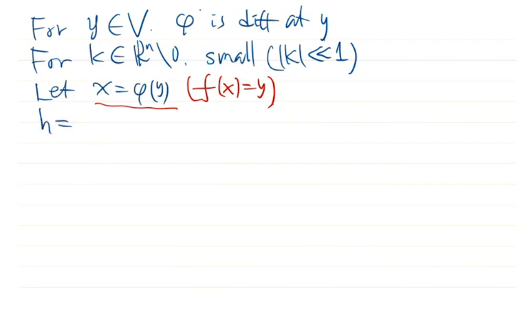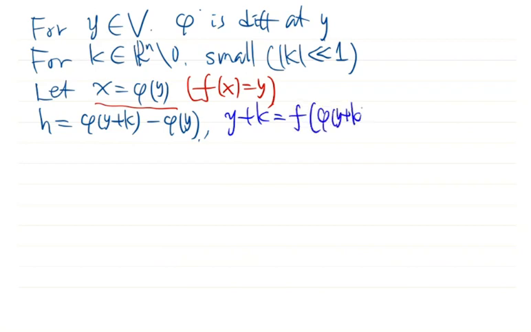Okay, so we let x be phi y, and we take h to be phi(y plus k) minus phi(y). Then how about y plus k? Then y plus k is f(phi(y plus k)). Because f and phi are inverse maps to each other, phi(y plus k) is phi y plus h, but phi y is x. Therefore, we can write this as f(x plus h).